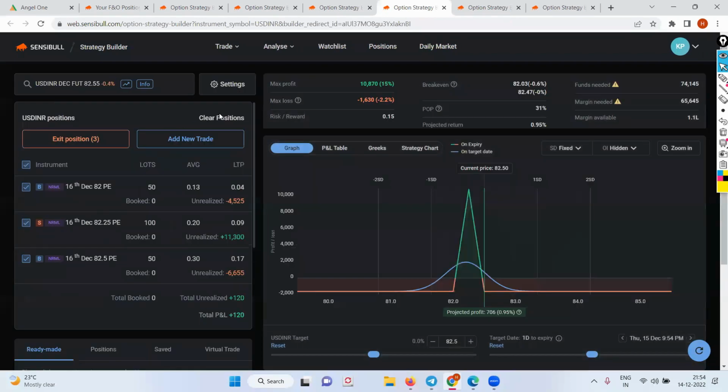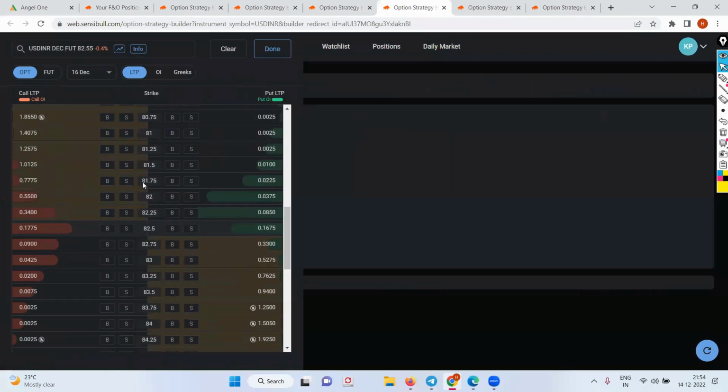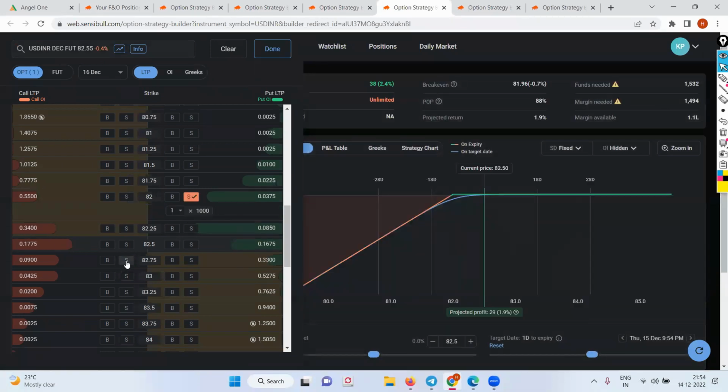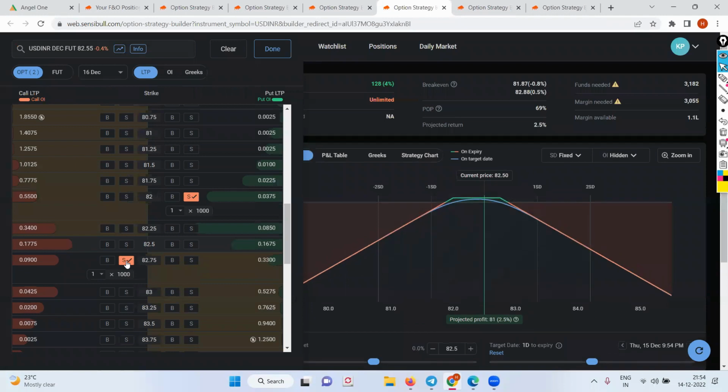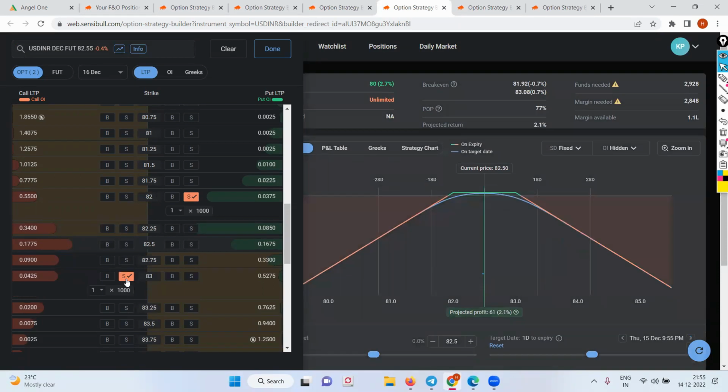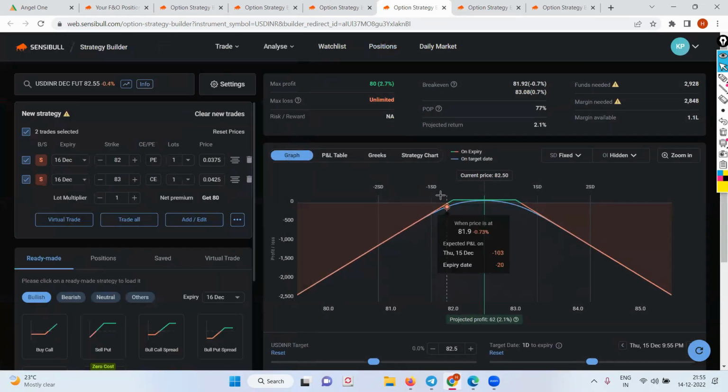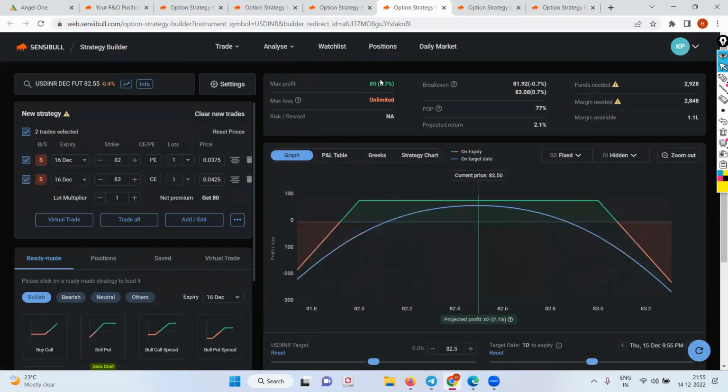Let me take you to the USD INR. Clear position. Go to 16th December and let me sell this too. Who all are okay with this, guys? Still 2.7% profit. Let me make this 100, then only we'll be able to get it. Still 2.7% within 1 day with a safety of 0.7 down, 0.7 upside.